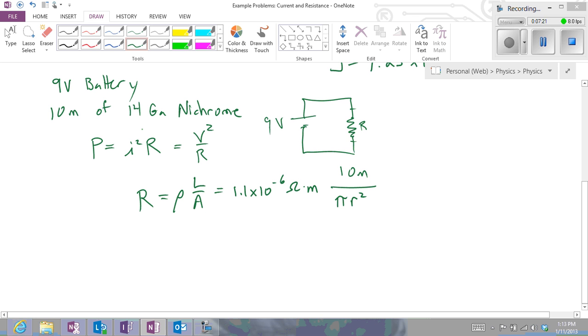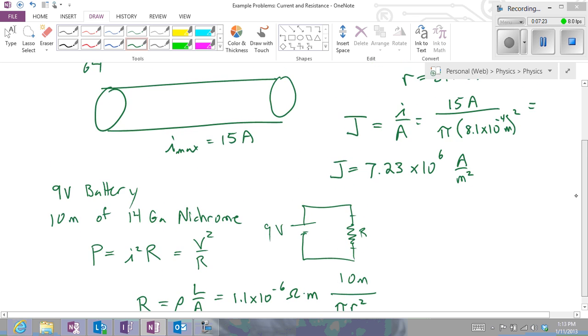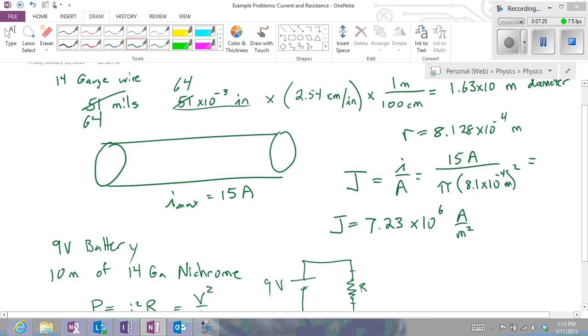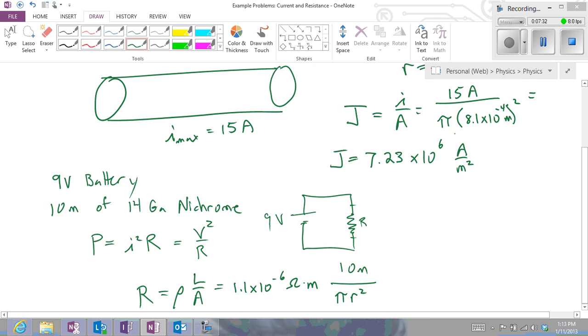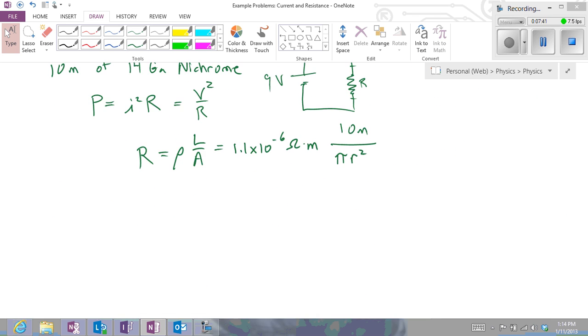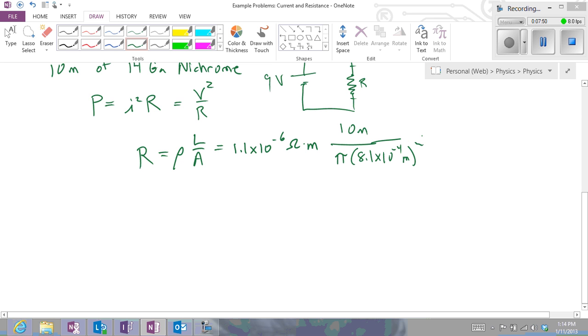Now, I picked 14 gauge because we have just done the problem where we did the cross-sectional area of a 14 gauge wire. So there it is there, pi times 8.1 times 10 to the minus 4th meters. So I'm going to go ahead and use that here in this portion of the problem. So I'm going to erase that r squared, put in my 8.1 times 10 to the minus 4th meters squared, and I should then be able to calculate my resistance.